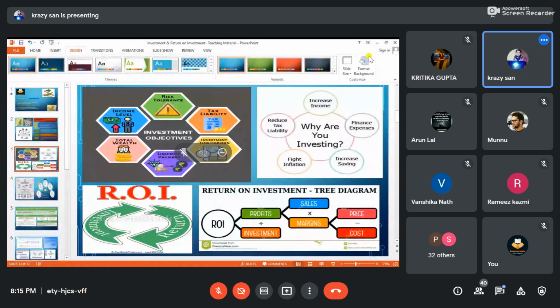And ROI is always in a circular form, meaning it's always giving, taking, giving, taking away. That is, you do investment, you get a better amount of return. When you're getting return, you again do investment and you again get a higher rate of return. So that is why risk tolerance sometimes might be as per your expectation, sometimes might not. And there's a particular tree of return on investment.